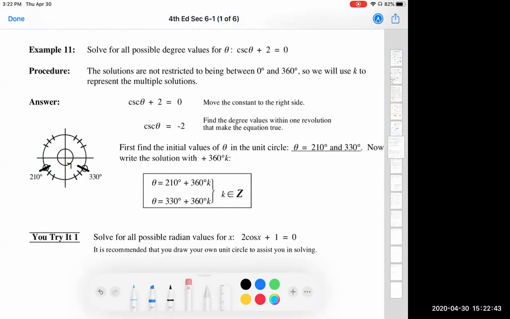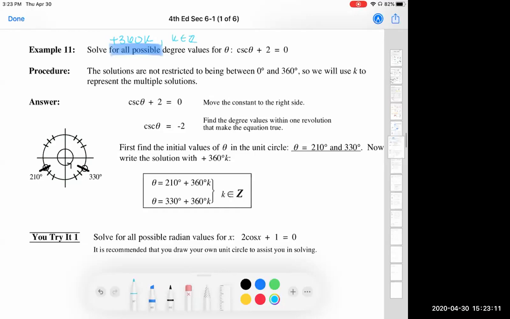Example 11, solve all possible degree values for theta where cosecant theta plus 2 equals 0. All right, we see that all being written. So because we see all, we know we're going to do the plus 360k, where k is contained in Z. So that's just a hint to keep in mind.